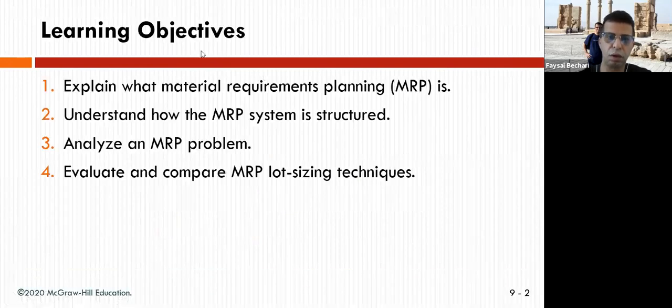In material requirement planning, we're going to learn how to explain what material requirement planning, or MRP, is. Understand how the MRP system is structured, analyze an MRP problem, and evaluate and compare MRP lot sizing techniques. And you know, MRP is usually connected to the ERP, enterprise resource planning, and how these things work together.